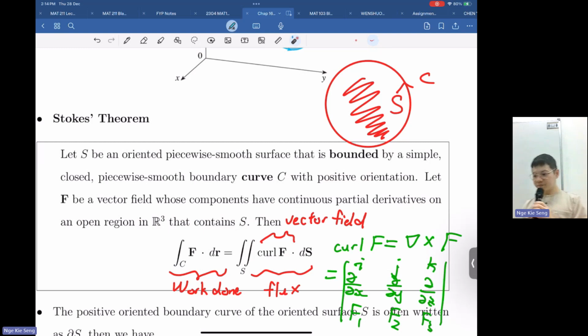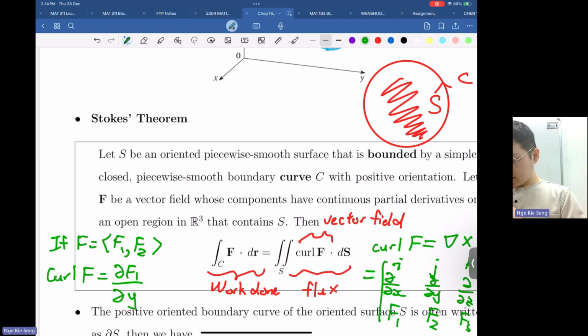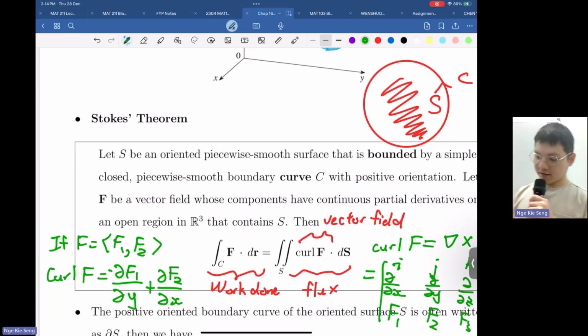But if f is two variable, what is curl f? If f is just two variable, what's curl f? Curl f is just del f1/del y minus del f2/del x. I think the other way, I think the minus is on the other side, like this.